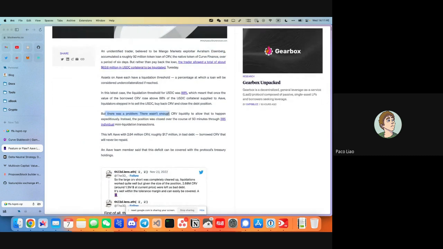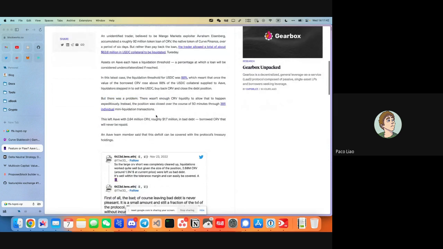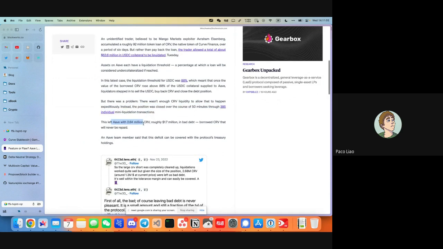As this article says, CRV liquidity is not enough. It took 15 minutes to liquidate all these positions, and there's bad debt left in Aave.